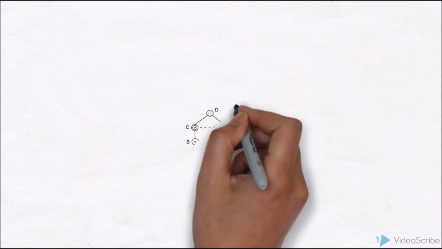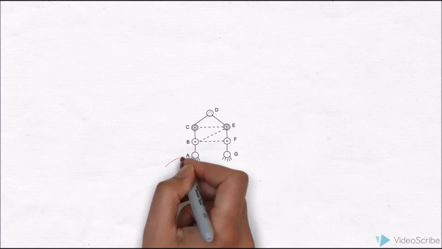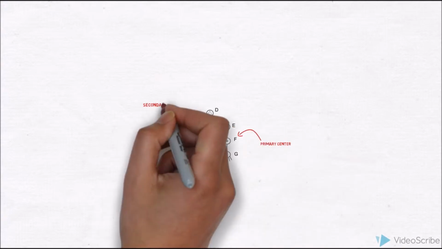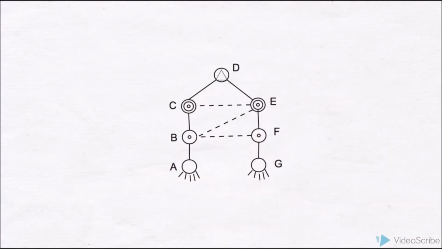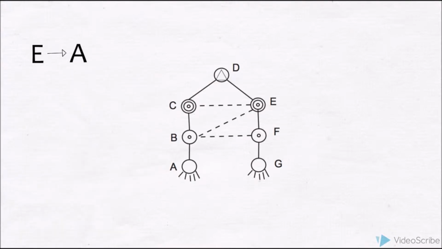So, before learning how to do it, we will locate the different types of exchanges. At first, we have the local centers, primary centers, secondary centers, and finally the tertiary center. So, let's start with a pretty simple network. We will try to go from exchange E to exchange A.